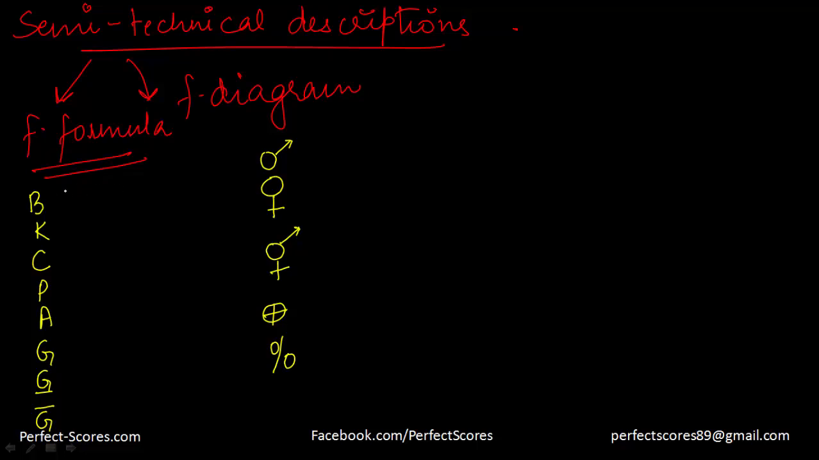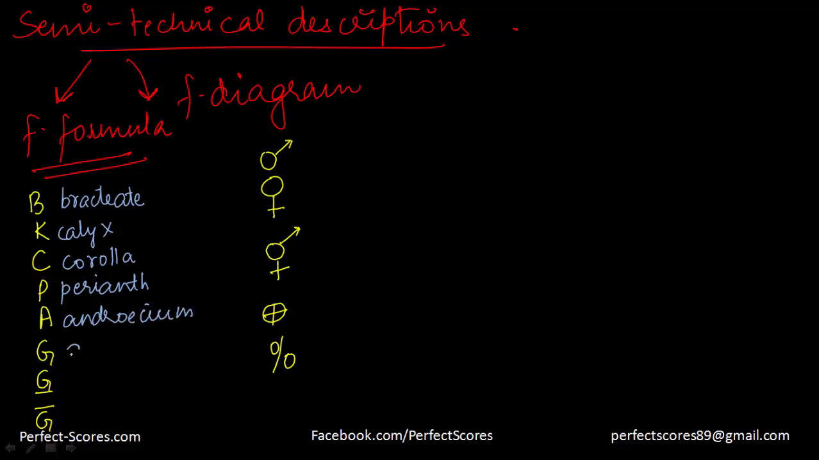So B basically stands for bracteate. K stands for the description of the calyx. C stands for the description of the corolla. P stands for the description of the perianth. A is for the androecium. G is for the gynoecium.